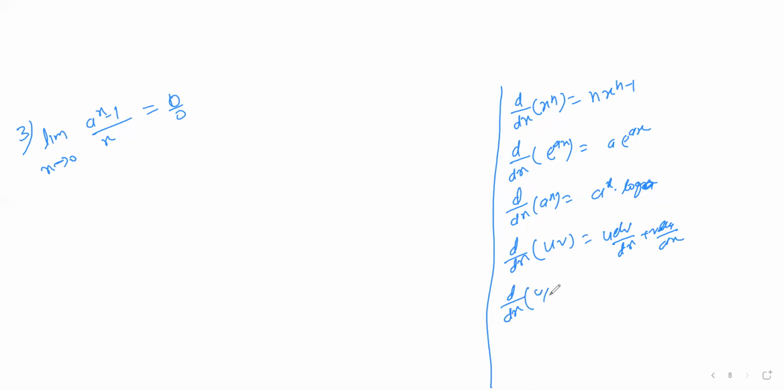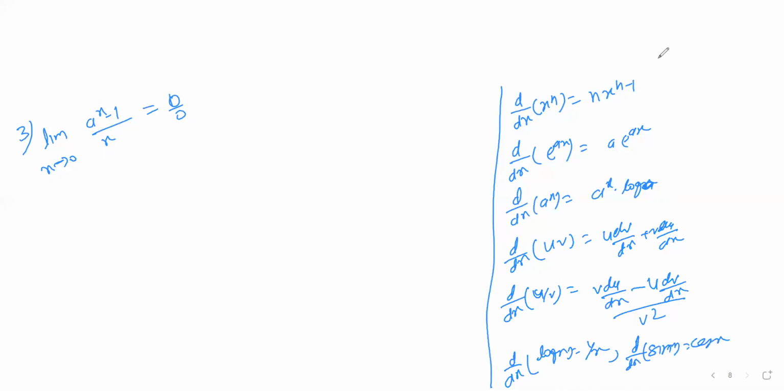And next, if it is given u by v, then the derivative is given as v into du by dx minus u into dv by dx. Similarly, the differentiation of d by dx of log x is given as 1 by x, d by dx of sin x is given as cos x, and d by dx of cos x is given as minus sin x.